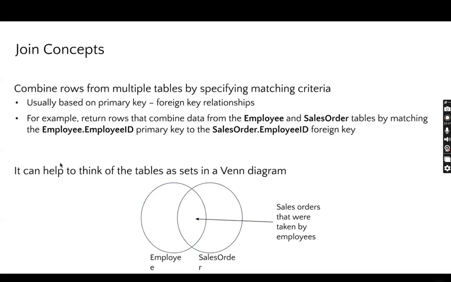And it can help to think of the tables as sets in a Venn diagram. Whenever you apply the inner join, let's suppose this first circle is your table A and this circle B is your table B. If you want to retrieve these matching records from these tables, what type of join do you have to apply? Inner join, right? Whatever data is available here, which is similar in both of the tables, will be retrieved in the result set when you apply the inner join.